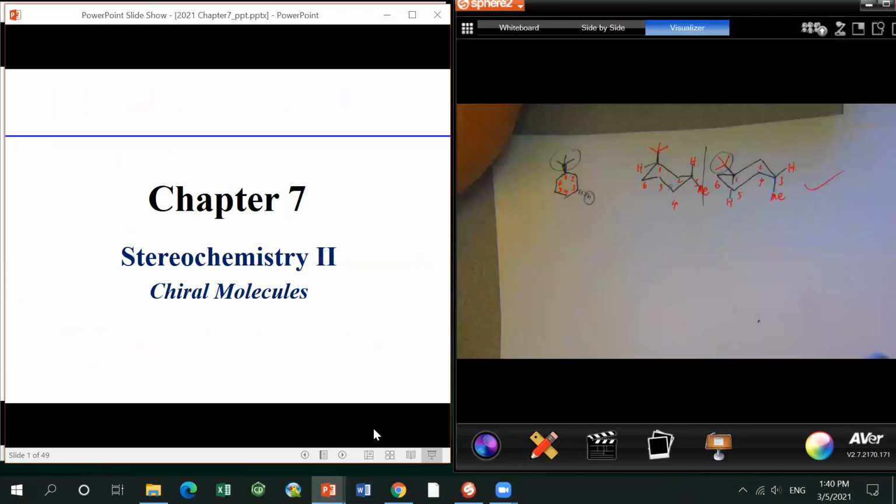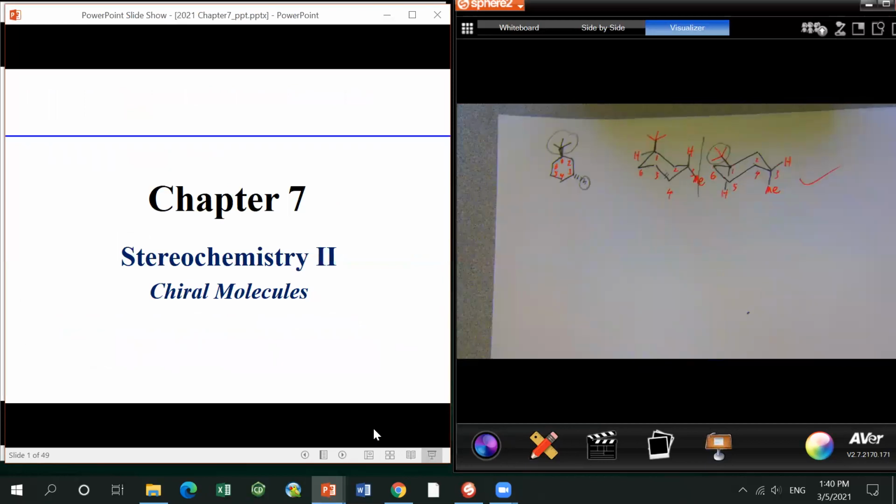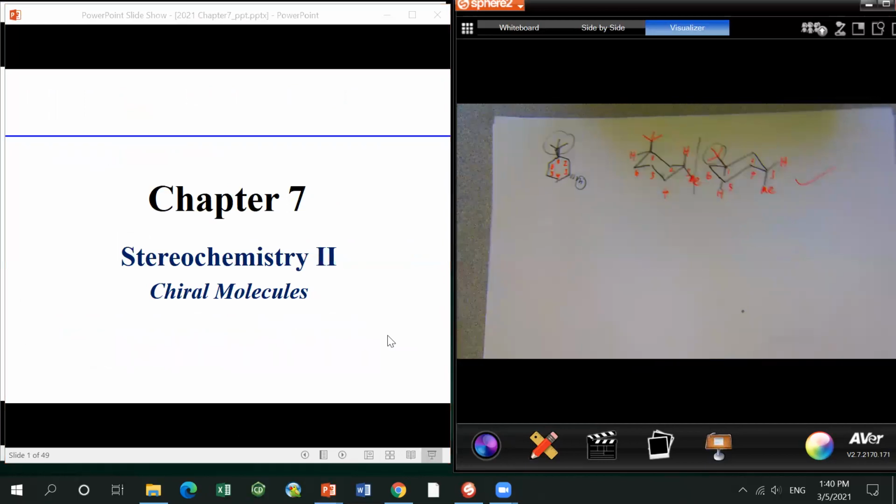Okay, so that's chapter 7. Frankly speaking, I will say that's the most difficult chapter in organic chemistry 1. We'll talk about a lot of stereochemistry cases, so if you have a good three-dimensional imagination in your mind, that may be easier for you. But for some students, this chapter may be your nightmare.